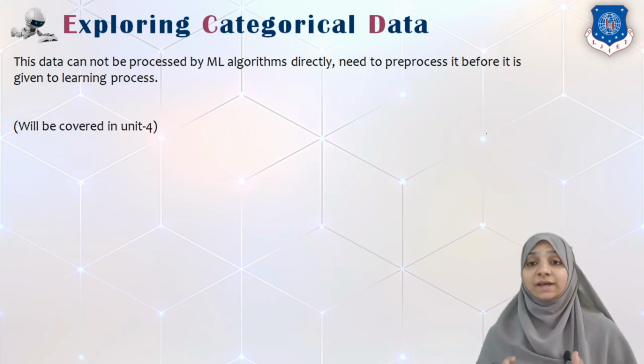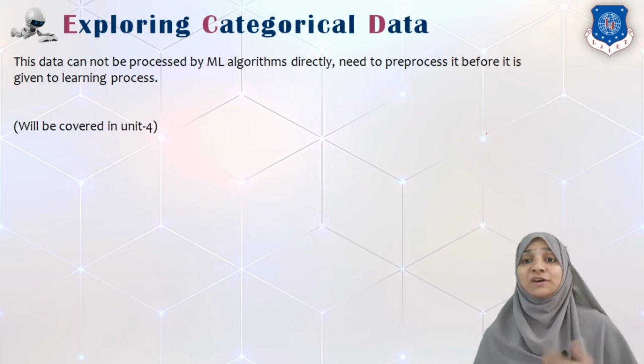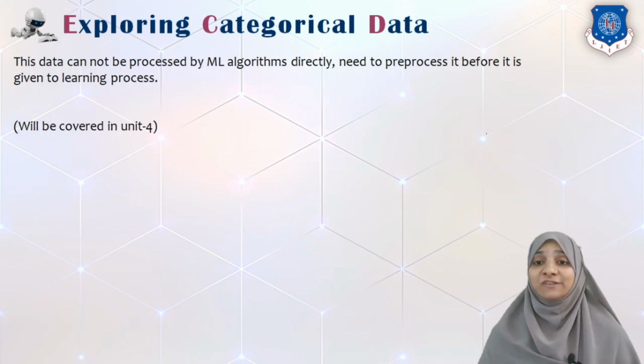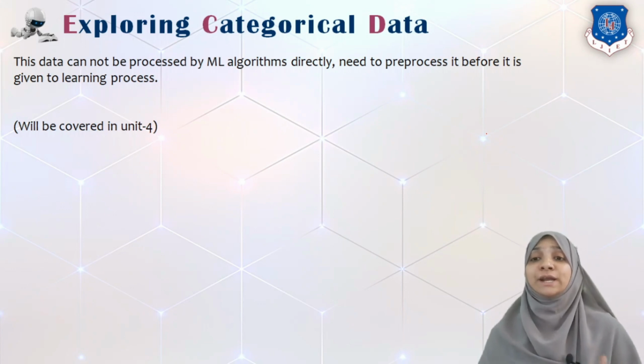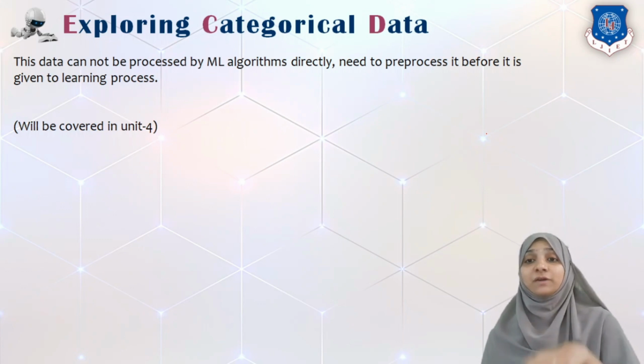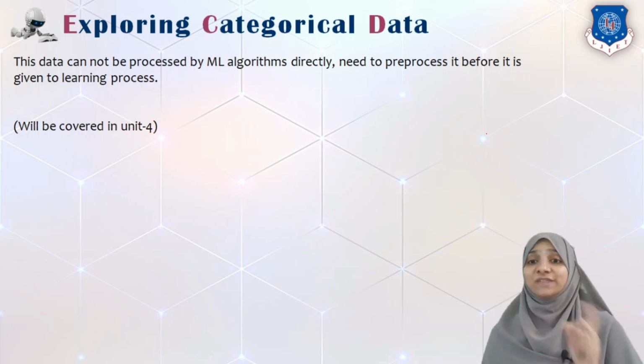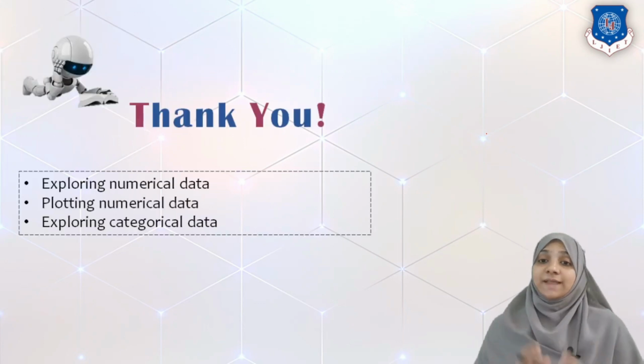So if data is nominal or ordinal, we first need to convert it into numerical data. The reason behind this is that machine learning algorithms cannot process categorical data directly. They first need to get converted into numerical data. So exploring categorical data after converting it into numerical will be the same as for numerical data, but the process of converting categorical data into numerical data will be covered in detail in unit number 4.